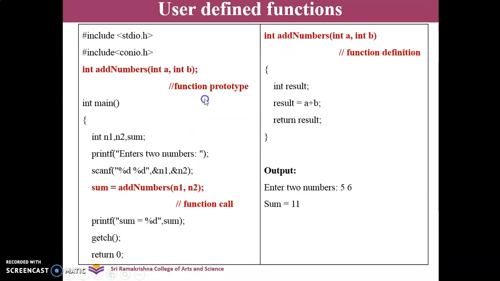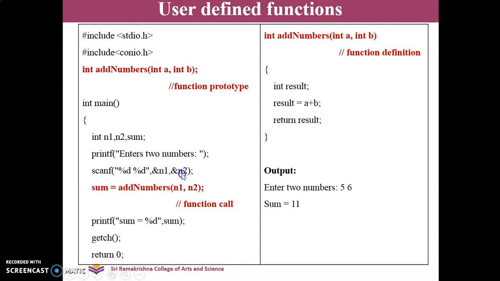This is an example of a user-defined function. Here I'm giving a simple example for adding two numbers. This is called function prototyping. We have to mention the data type, the name of our function, and a list of parameters. This is called the function prototype. In the main function I have declared three integer variables n1, n2, and sum, and I get two numbers from the user and save them to variables n1 and n2.